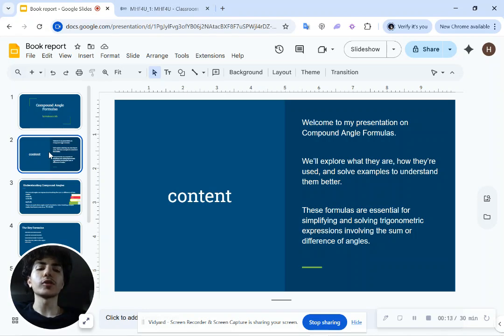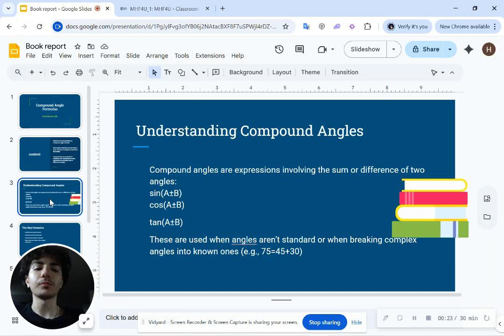These formulas are essential for simplifying and solving trigonometric expressions involving the sum and the difference of angles.